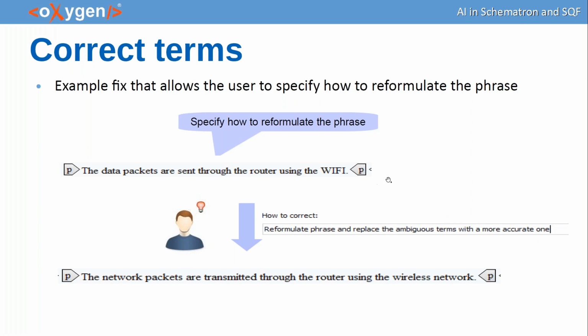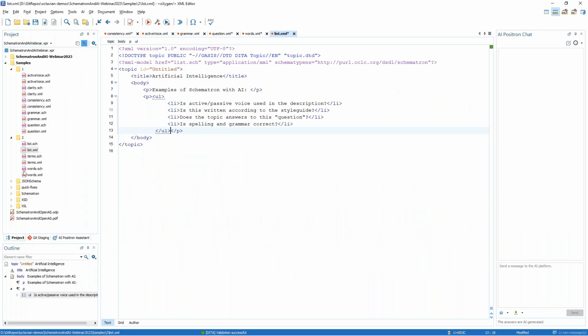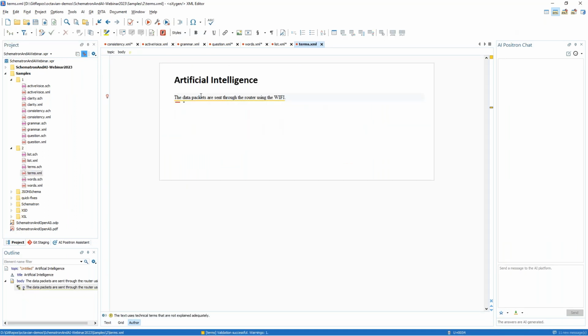And how can you do this? You can do it with a user entry. So you can have a user entry, you can specify a default for the user entry, and then in the transform content function, you can use this user input, the content that the user inputs, and this will be sent to the AI system as an instruction. And I will show you an example here. So I have this file here that contains the Wi-Fi, and I can say that I want to specify how to fix this, and I have a default, but I can also change this and provide other information on how to reformulate this, maybe remove the term or use other terms. And then if I click OK, this instruction will be sent to the server, and then the phrase will be reformulated according to my instruction.